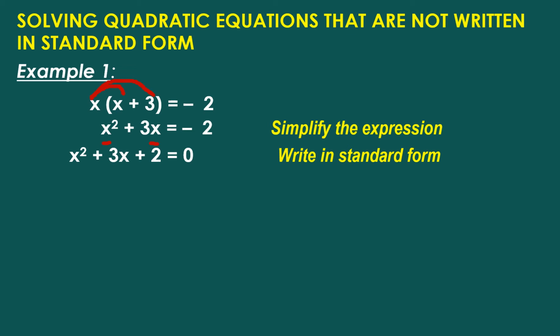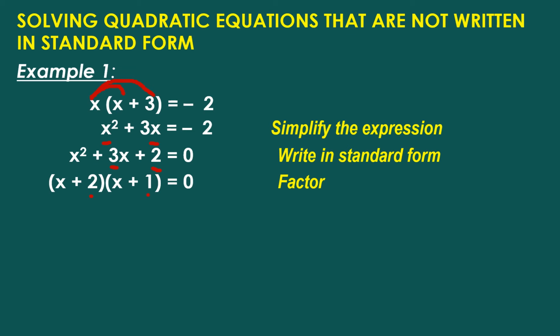This is now a quadratic equation and we can solve this through factoring. But how do we factor? To factor, we need to find numbers that when multiplied will give you 2, but when added will give you 3. So the factors are x plus 2 times x plus 1. Notice that 2 times 1 is 2, and 2 plus 1 is 3.